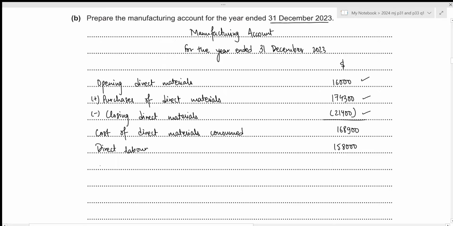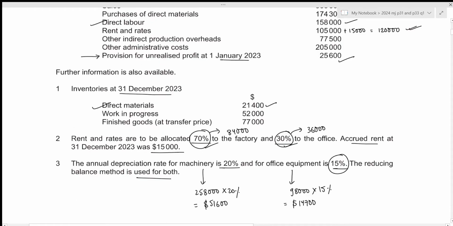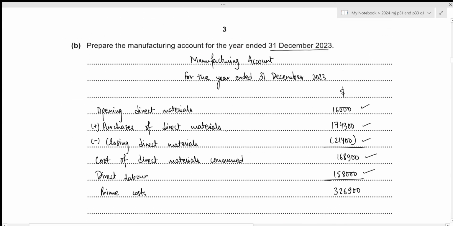And then we can calculate the prime cost, which is just the total of our direct costs. So that will be 168,900 plus 158,000, which results in 326,900. Now to this we need to add all of our factory overheads. These are the indirect costs related to the factory. So the very first thing we can include is the rent and rates for factory, which we have already calculated to be 84,000. Let's write it down.